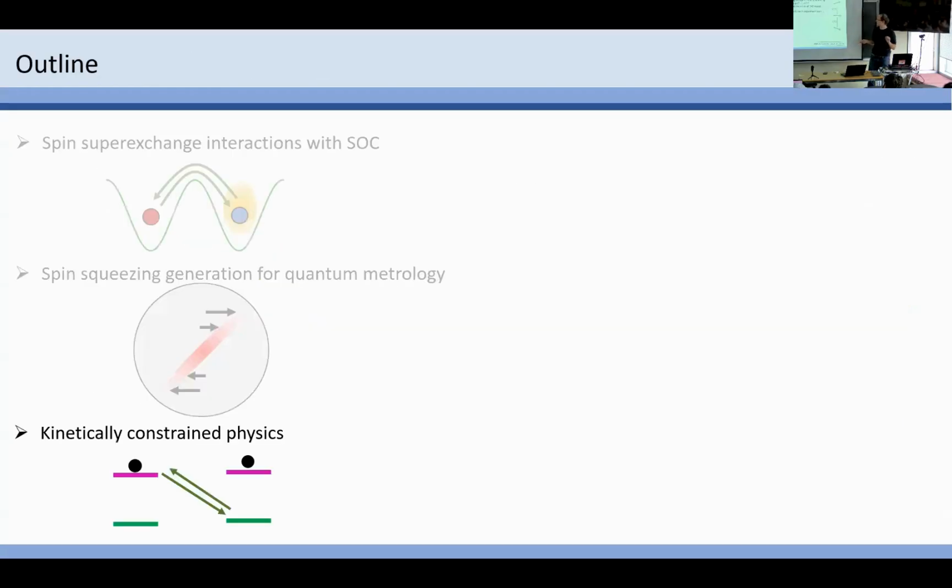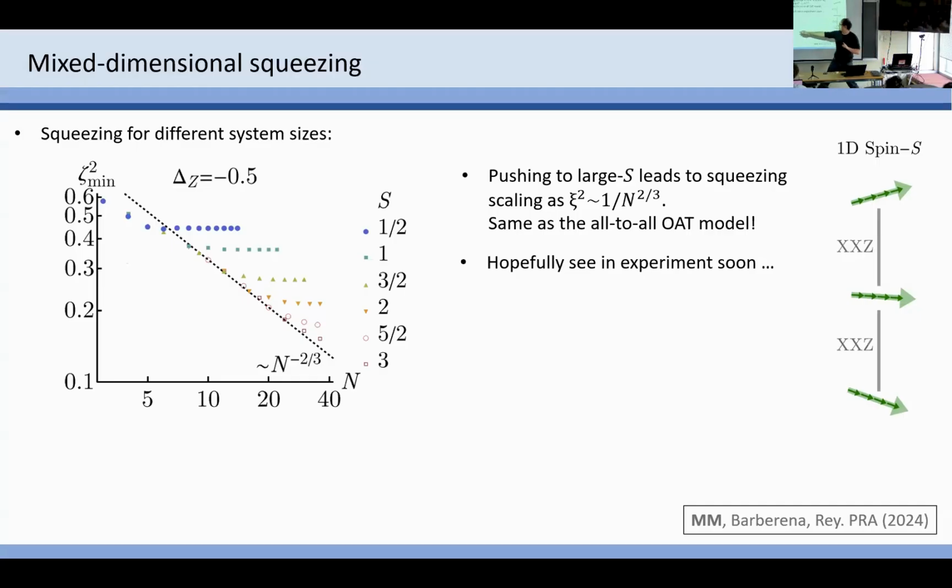Cool. So what was N here? So N, my apologies, N is the total particle number. So if I have, let's say, S is 3 halves and N is, I don't know, 9 halves, that means I have 3 pancakes.